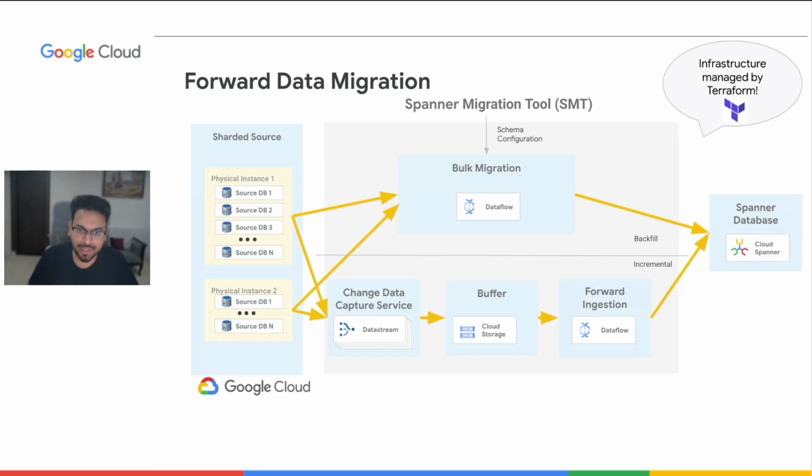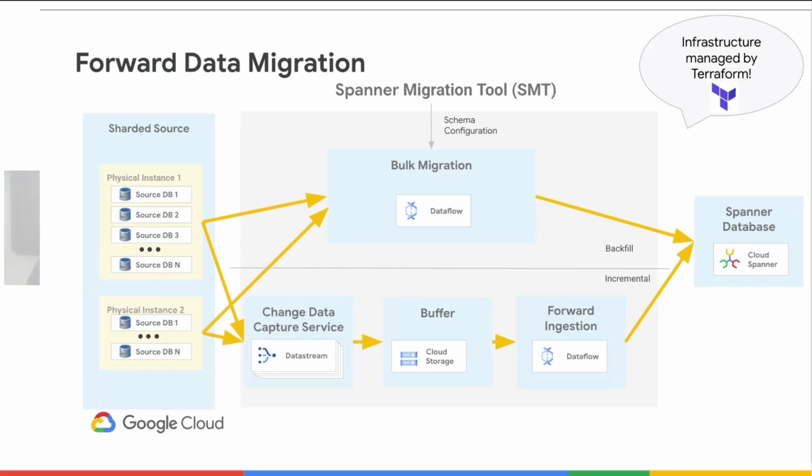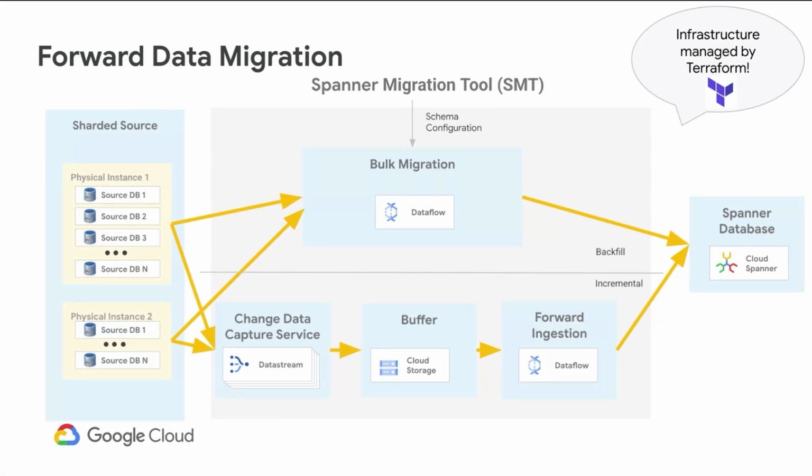Let's move on to the data migration leg. The data migration consists of two parts. One is called backfill, the other is called incremental. The backfill migration is about moving your data that is at rest, that is already in the source database, to Spanner efficiently. We do this by using a bulk migration pipeline.